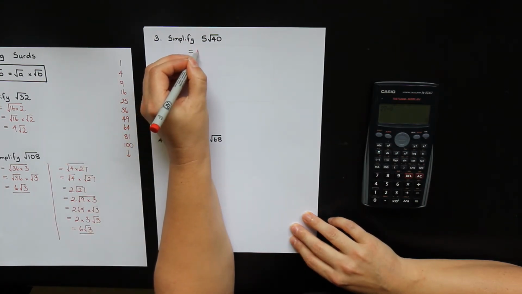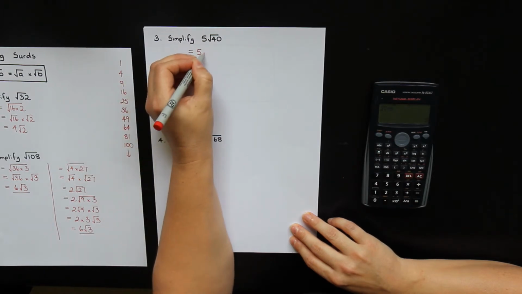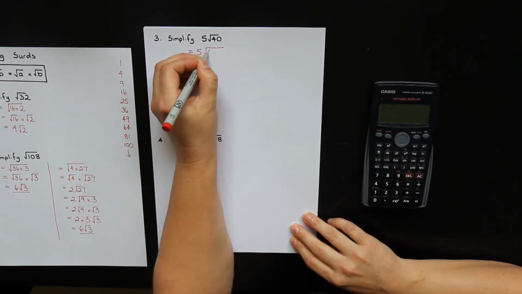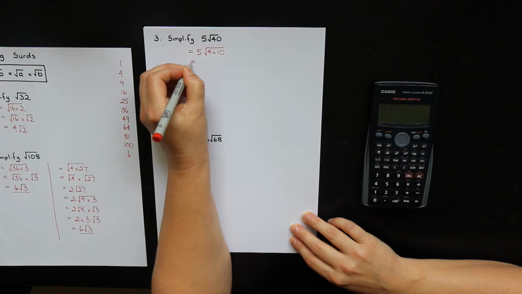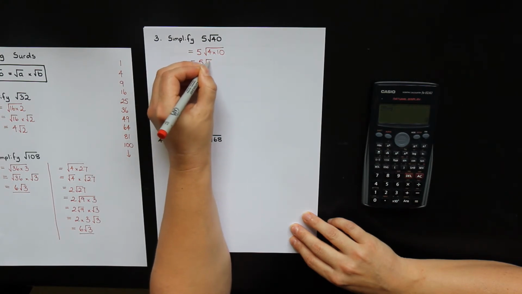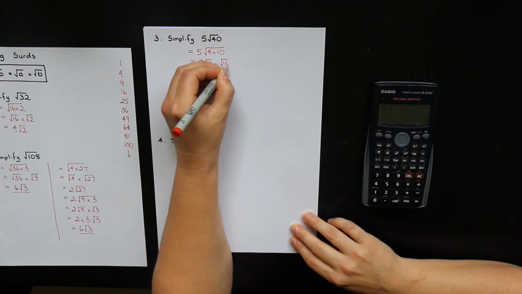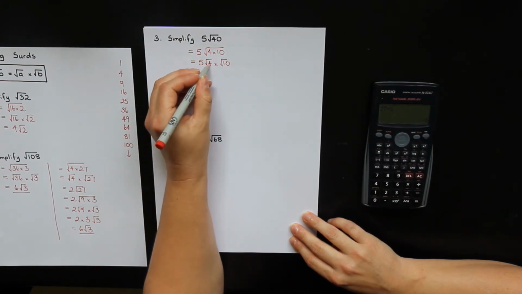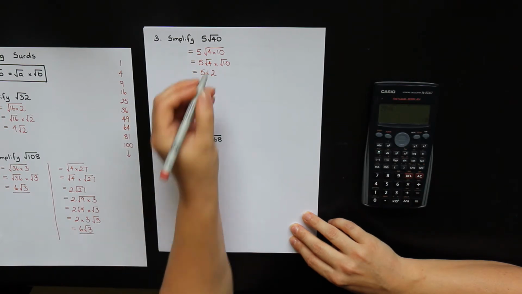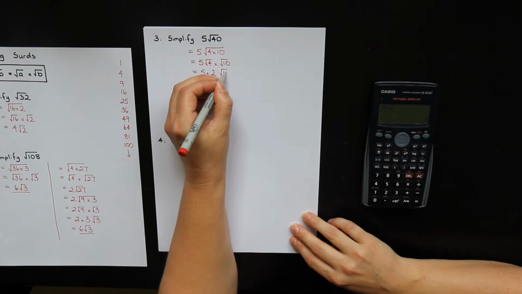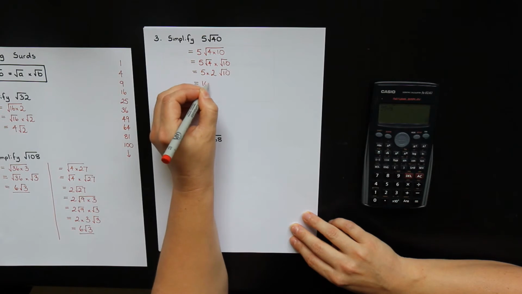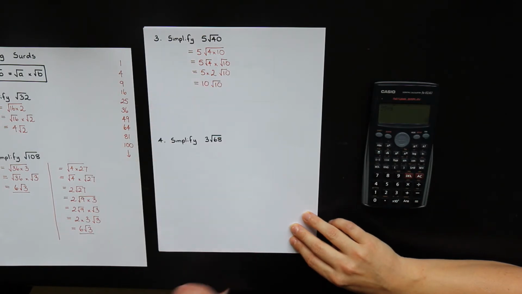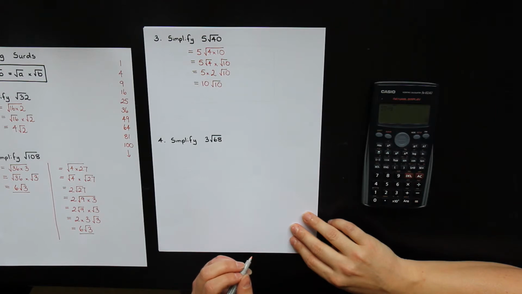So whenever there's a number at the front of your surd, just leave it there. Break the 40 to be 4 times by 10. Split that one big surd into 2 small ones. Then we can square root the 4, which becomes a 2, and that times is with our 5. And we still have our square root 10 over here as well. 5 times 2 is 10 square root 10, and that's as simplified as we can get.